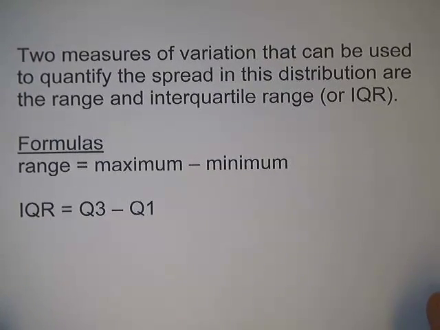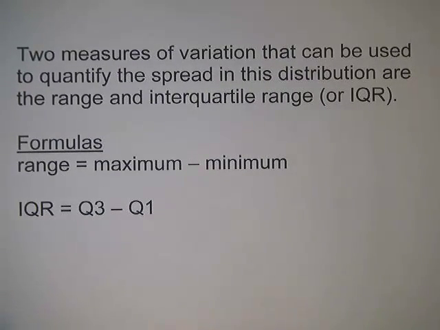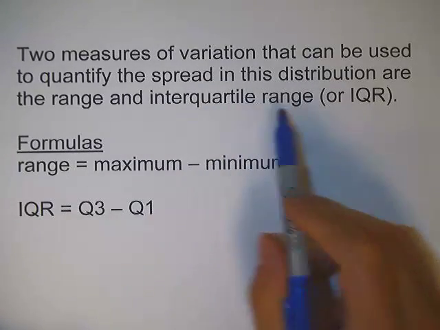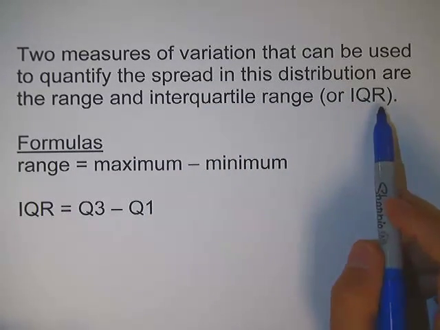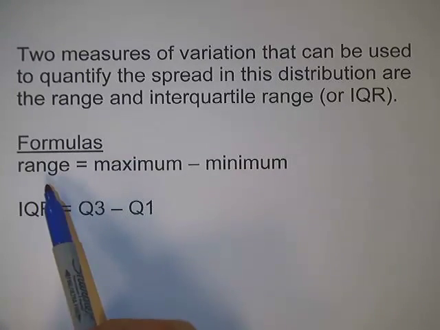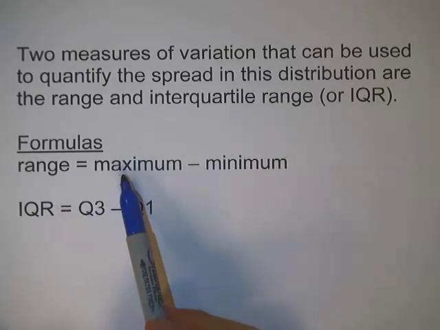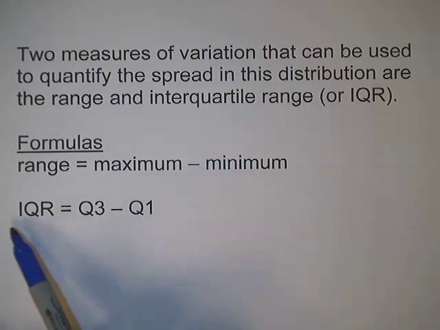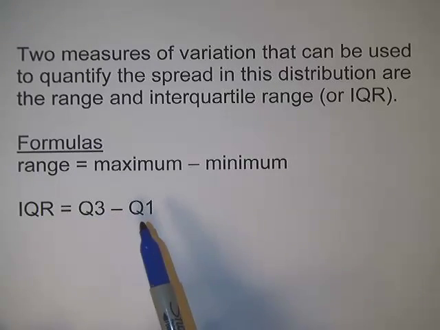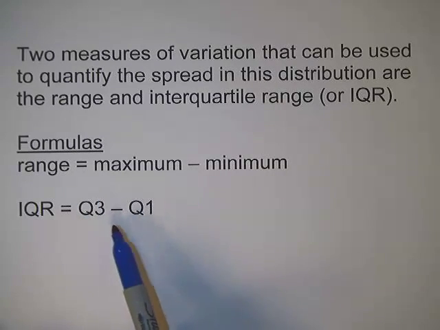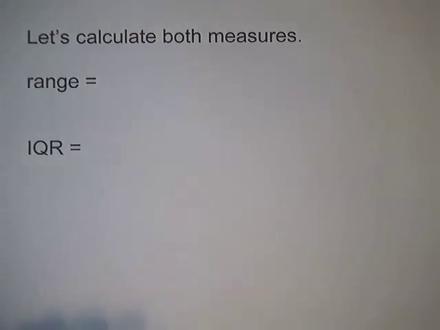Another thing that's useful for the data is to measure how much variation there is in the data. So two measures of variation that can be used to quantify the spread in this distribution are the range and the interquartile range. Sometimes interquartile range is abbreviated IQR. So the two formulas: the range is pretty simple. All you do is you take the maximum value, subtract the minimum value. So you take the greatest value, subtract the least value. The IQR, you just subtract quartile 3 and quartile 1. So Q3 minus Q1.